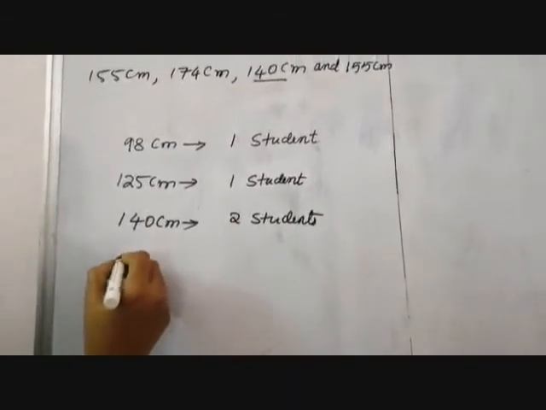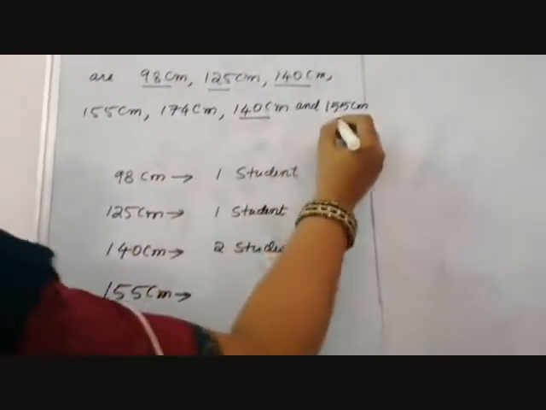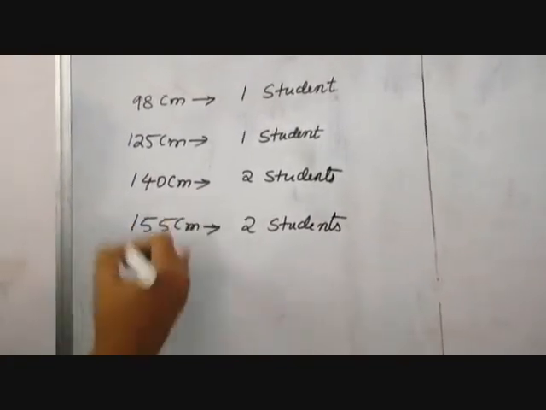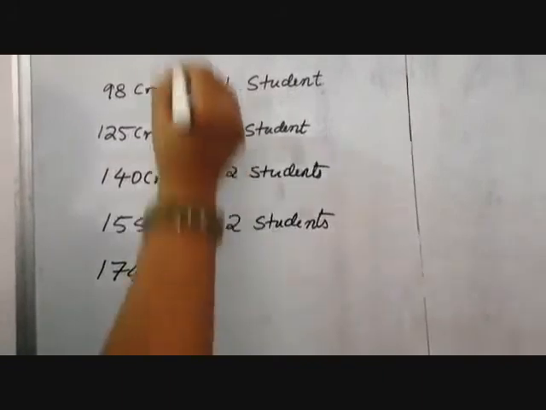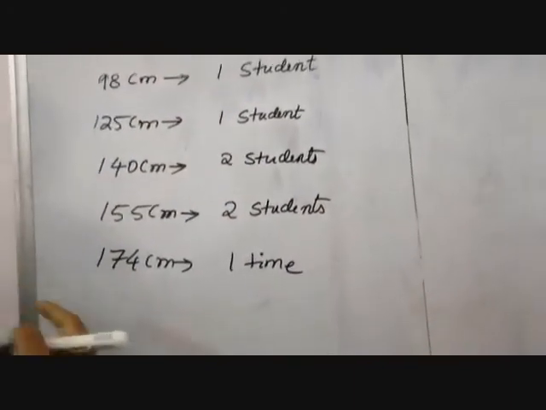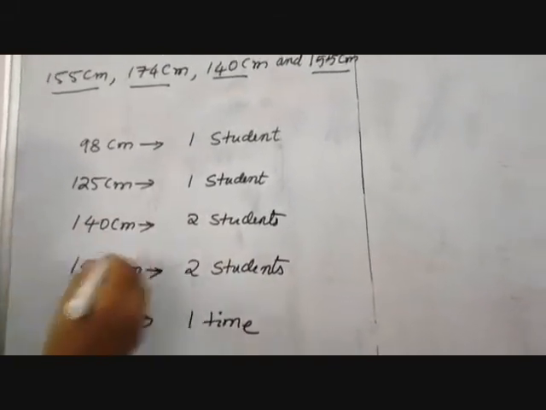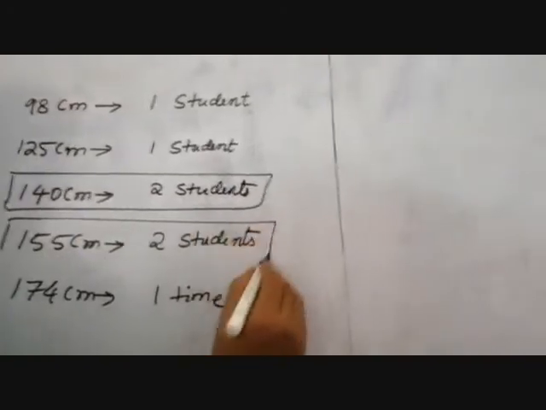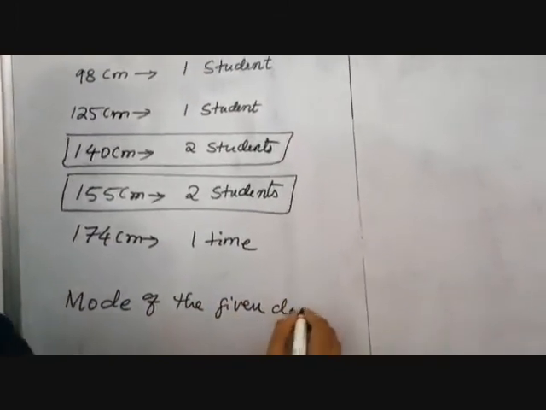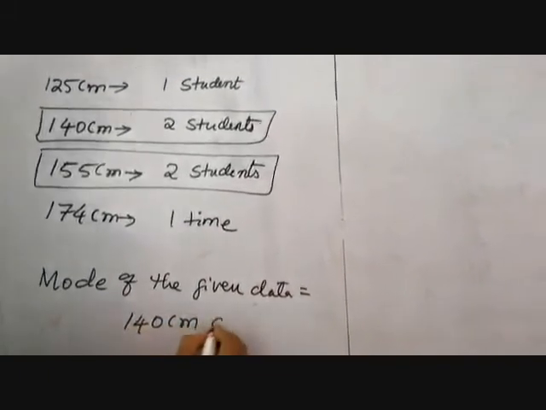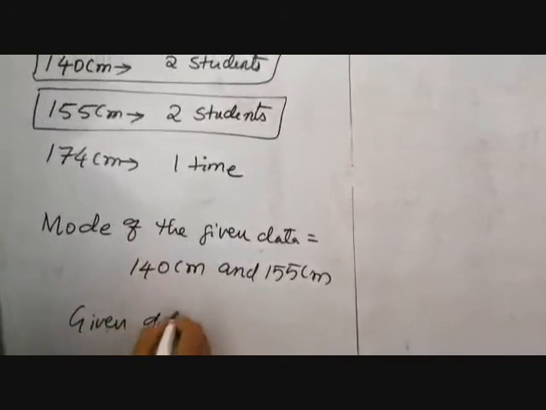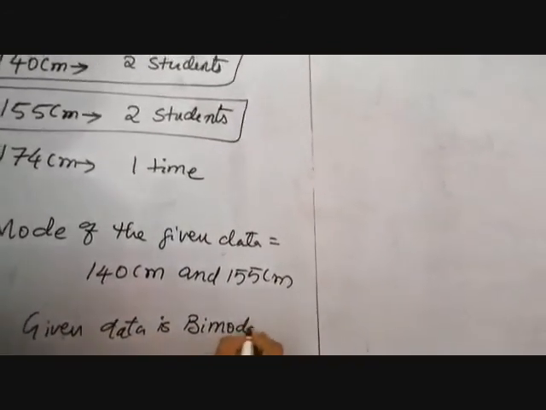The next is 155 cm. How many students? Again, two students jumped 155 cm. Last is 174 cm, only one time. Check it out, children: 2, 4, 5, 6, 7 students. So which number is repeated more times? 140 is 2 times, that is 2 students. 155 is 2 times, that is 2 students. So the mode of the given data is equal to 140 cm and 155 cm. Because there are 2 modes, the given data is bimodal data.